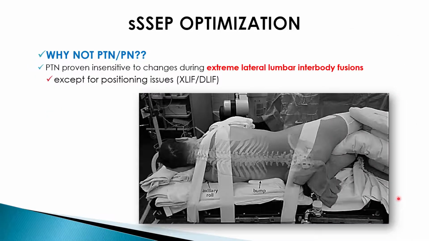Why don't we do posterior tibial nerve or peroneal nerve stimulation for direct lateral cases? They've proven to be insensitive to changes during these types of cases, and I'll show you why. However, we should still do them because there's a chance of positioning problems with the patient laying on their side like this. And the posterior tibial nerve SSEP can pick up these changes due to positioning.